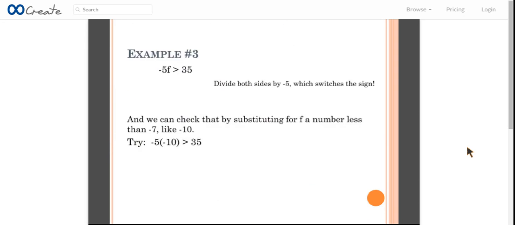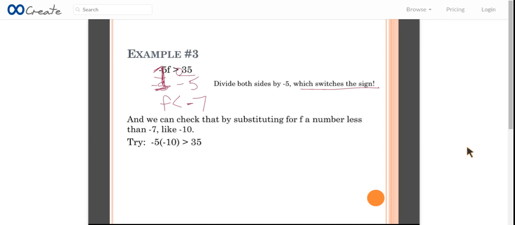All right, so divide both sides by -5. Dividing both sides by -5, which I know is going to switch the sign, gives me my coefficient of 1. 35 divided by 5 is 7. Then I have a positive and a negative, so my sign is negative. And I'm going to switch that sign, so it now becomes like that. And now we can check to see if that works, right?